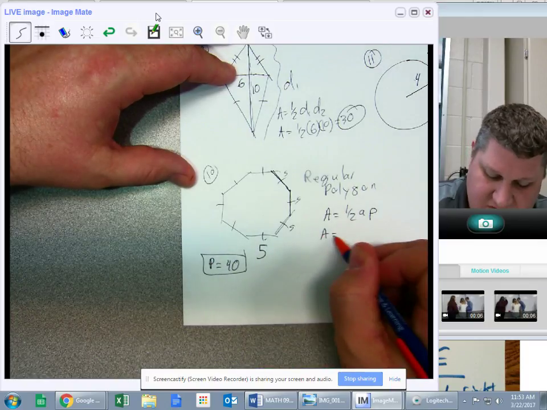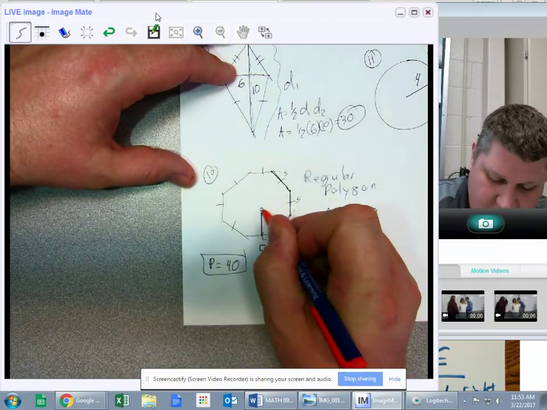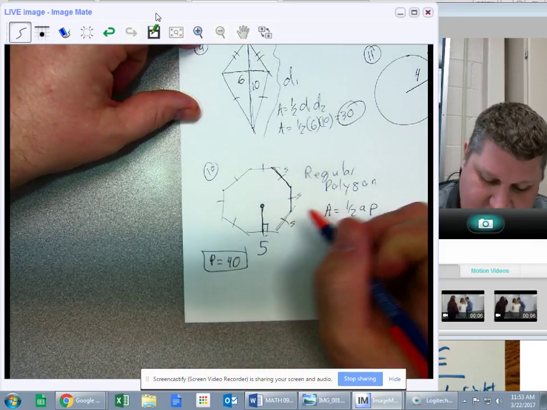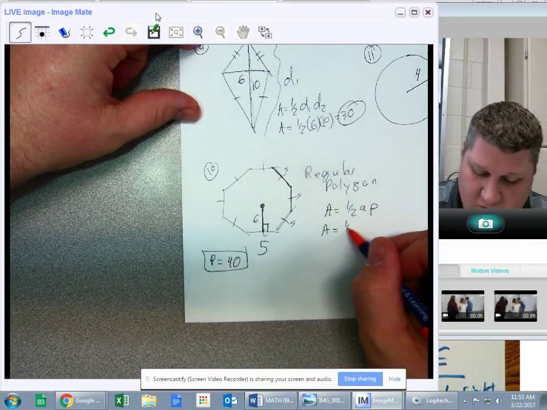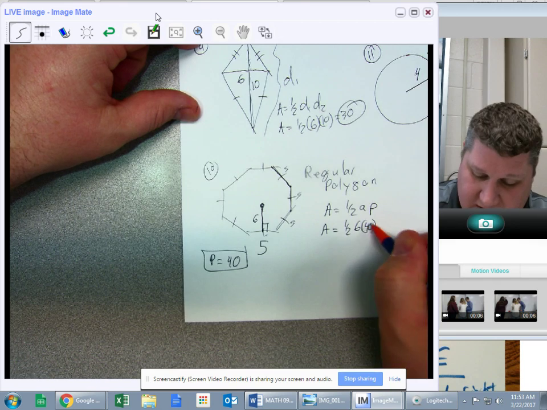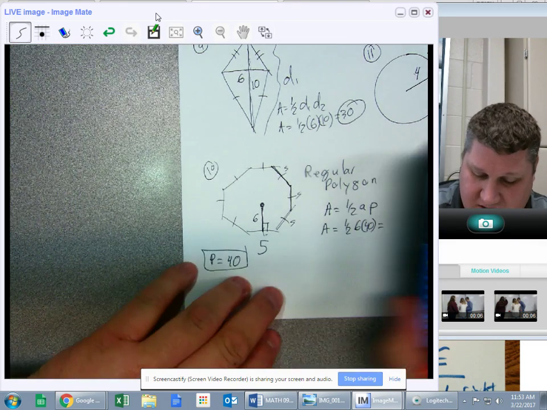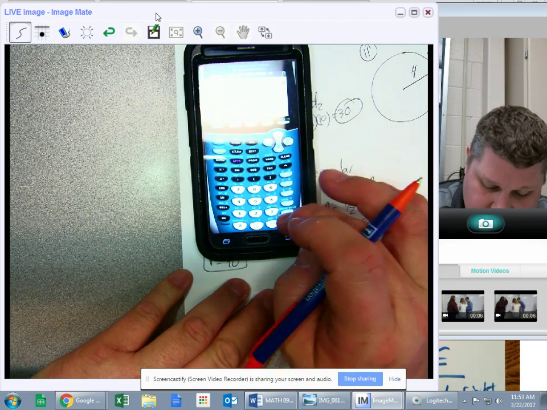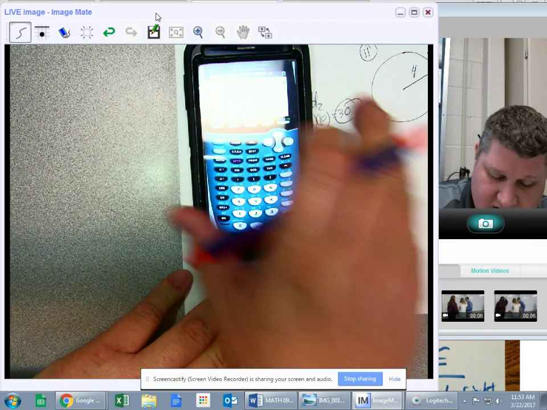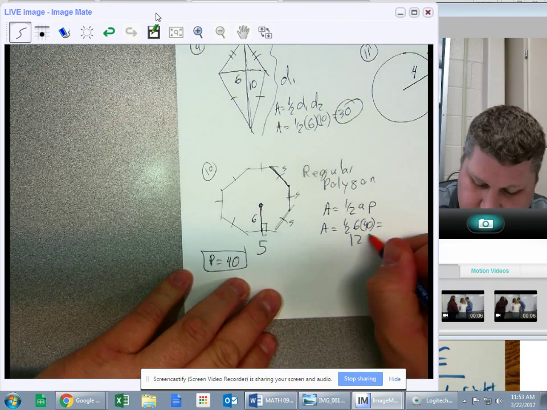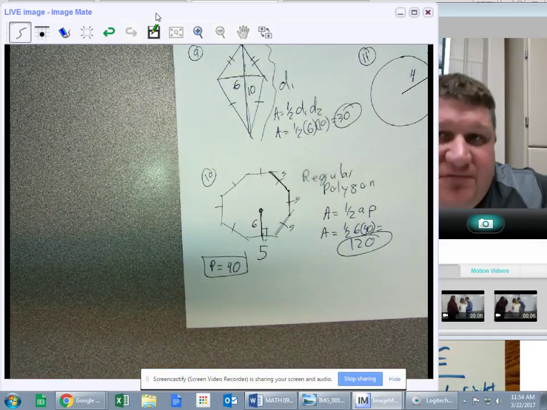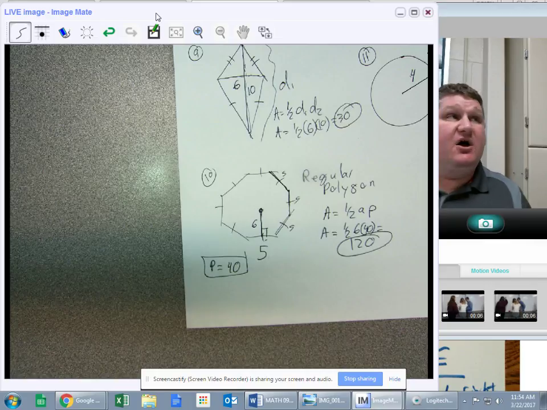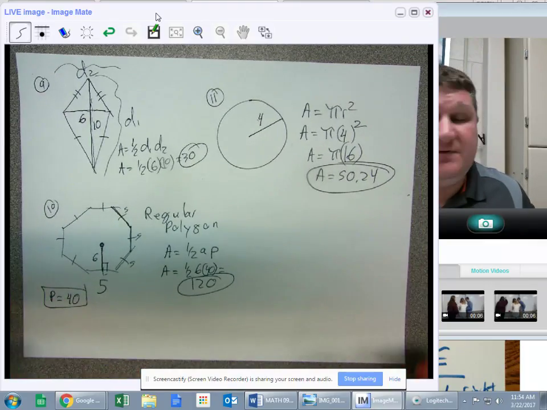So all I need is the apothem, and the apothem goes from the center, meets the side at a right angle, and let's make that 6 units. So 1/2, 6 times 40, and so here we go. 6 times 40 times 0.5. I get 120. So that is examples of finding areas of all regular two-dimensional shapes. So from there, we will pick it up in the next piece.